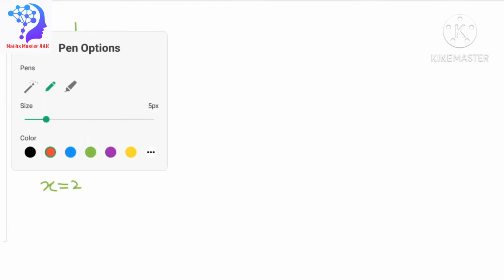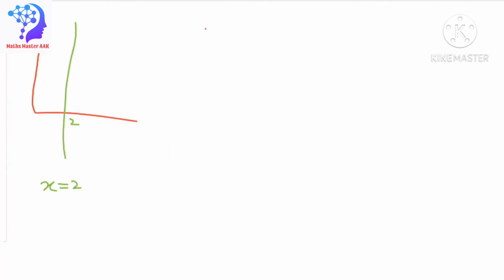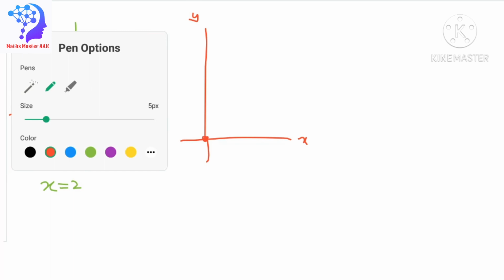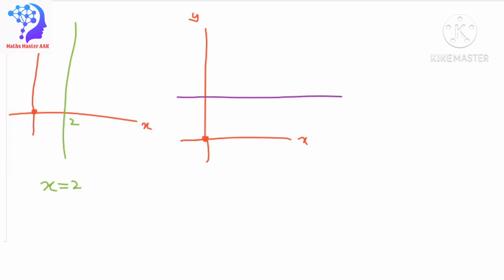Similarly, if we draw, I can make all 4 quadrants. This one is x, this one is y, negative x, negative y, and this one is the origin here. If you have an equation like this, let's suppose this is point 3 on the y axis, so the equation of the line will be y is equal to 3.